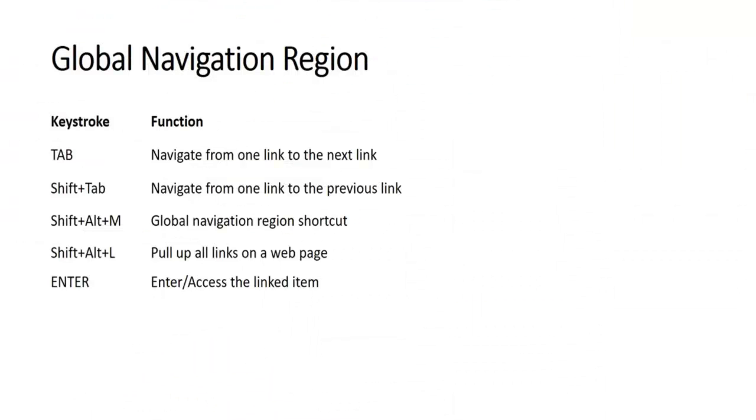Now I will be showing how to use the global navigation region shortcut to demonstrate the navigation between courses in Blackboard. The keystrokes used in this portion of the tutorial include Tab, Shift-Tab, Shift-L, Shift-M, and the Enter key. Shift-M is what allows you to get to the global navigation region shortcut, which allows you to navigate between different classes in Blackboard.